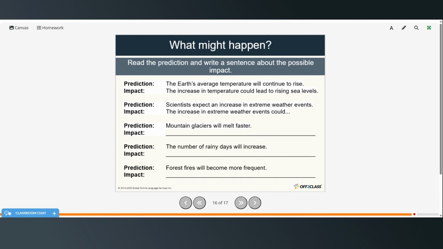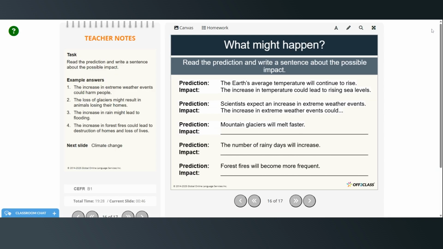All right, so now you're going to read the prediction and write a sentence about the possible impact. So the prediction, the Earth's average temperature will continue to rise, and the impact is the increase in temperature could lead to rising sea levels. Another prediction, scientists expect an increase in extreme weather events, and the increase in extreme weather events could, and you might think about, cause more damage, be harmful to people and their communities. So go ahead and see if you can come up with some impacts caused by these others.